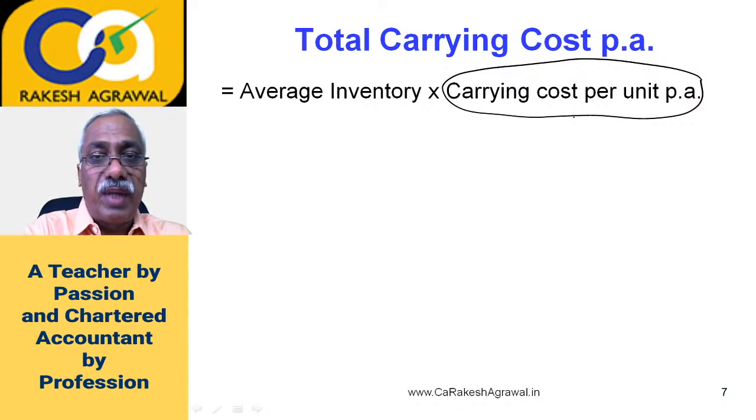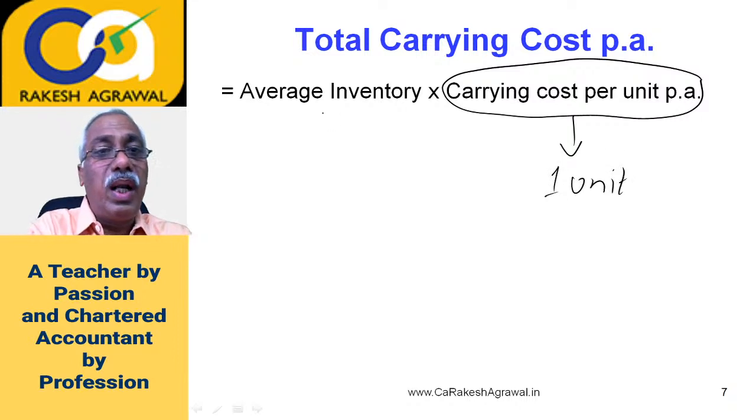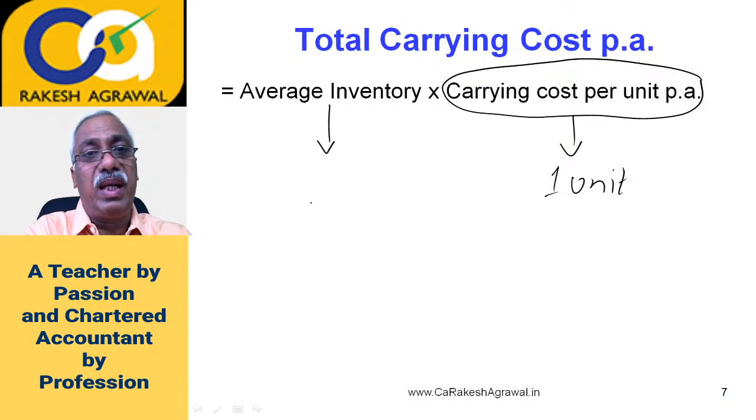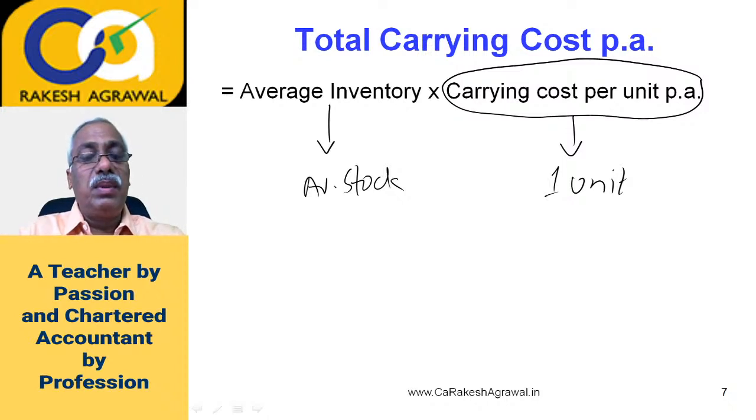This is the cost of carrying 1 unit, into on an average how many units you will carry in your godown. This is the average stock of raw material. Now generally there is a problem. The students ask why we have to take average stock. The reason is that your stock level is never constant in the godown. The raw material stock is never constant.